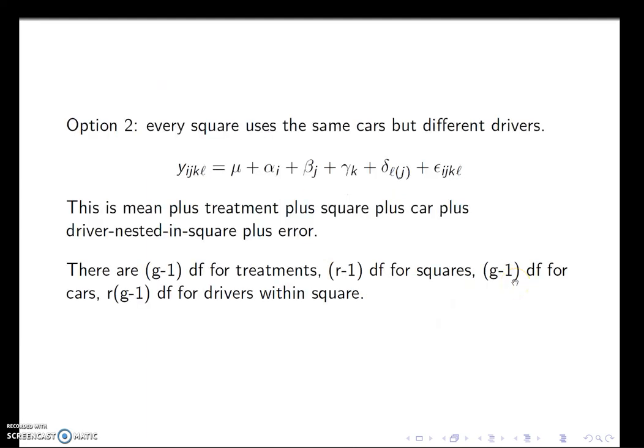Option 2: every square uses the same car but different drivers. Here we need to think about the mean plus treatment plus square plus car plus driver, where driver is nested in the square. So let's look at this one. We've got cars 1 through 4, and then the drivers nested within square. This one to me is a lot more direct and simpler.